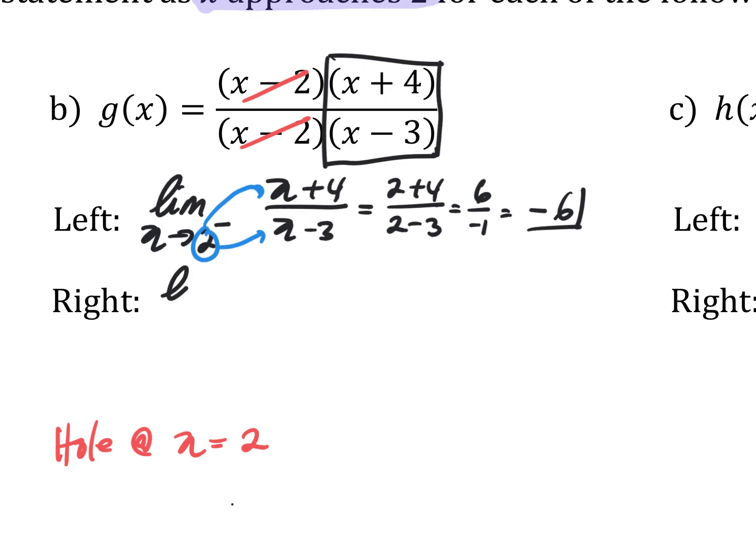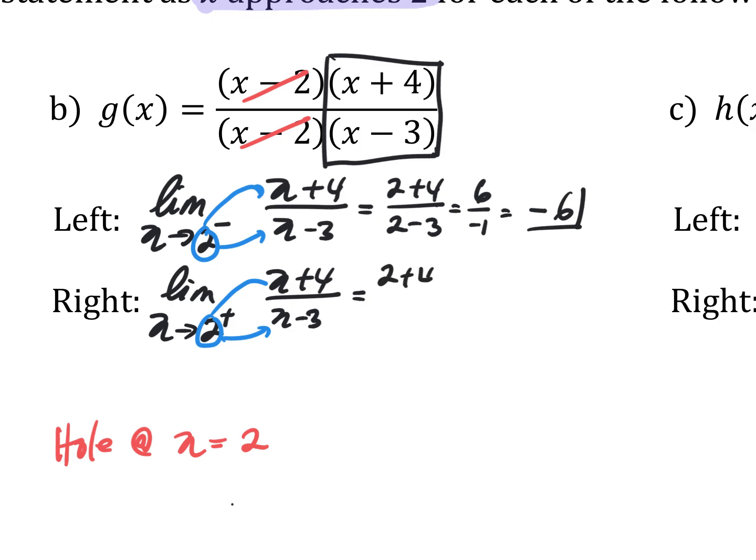Now, what about on the right side? Using the same concept, x approaches 2 on the right side of x plus 4 over x minus 3. So I'm going to do the same thing again. I'm going to substitute that in there. So this is going to give me 2 plus 4, and this is going to give me 2 minus 3, which is going to give me the same result, which is negative 6.